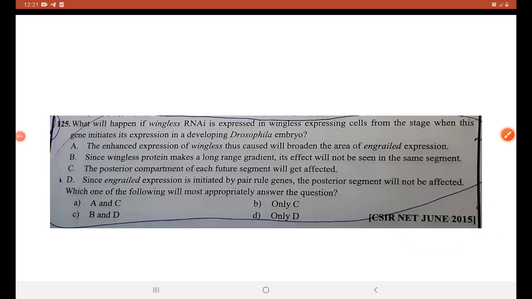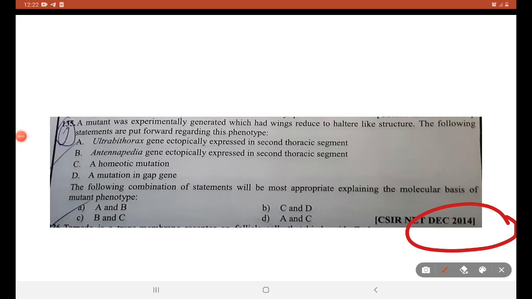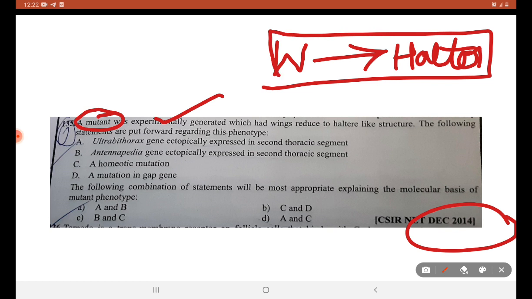June 2015. Okay. Then December 2014. A mutant experimentally generated to reduce wings to halters. This is what is given in the question. Following are the statements put forth. We are going to find the correct statement.